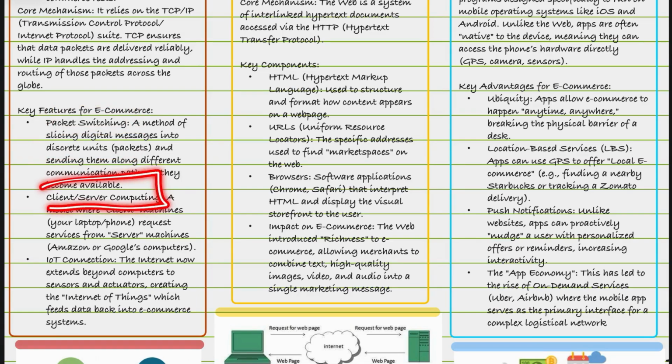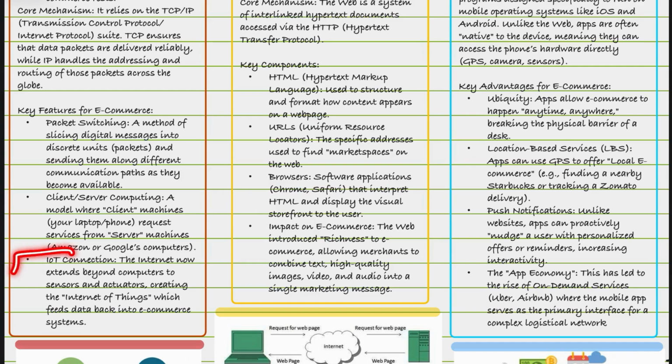Then comes client-server computing. So this is how data is shared. When you open your laptop or you open your phone, you are the client. And when you search for a product on Amazon, your client machine sends the request over a digital highway, that is the internet. Amazon's massive high powered computer, the server, processes the request and sends the product details right back to you. You are the client. So this is how client-server computing works.